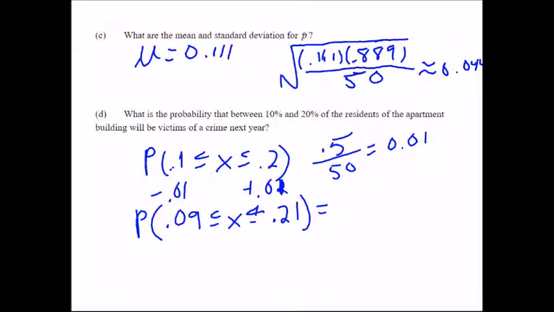All right, so on my calculator, second vars, I'm going to do normal CDF. My lower is that 0.09. My upper is the 0.21. My mu is the 0.111. My standard deviation was 0.044. All right, and then this is going to give me the probability, 0.67, let's say 0.6712.